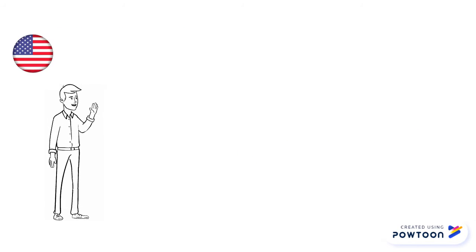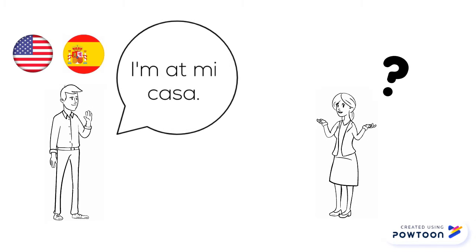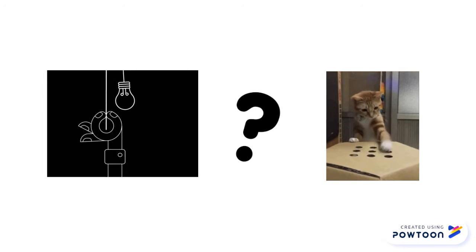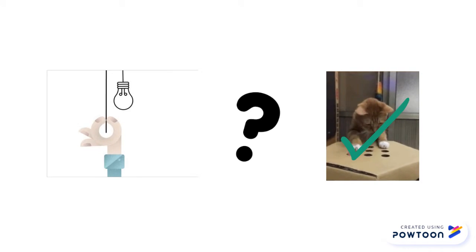For example, an English and Spanish bilingual, while trying to say "I'm at my house," may say instead "I'm at mi casa." So, with this information, take a few seconds to think about which of these theories is more supported by psychological research. If you thought whack-a-mole theory, you were correct.